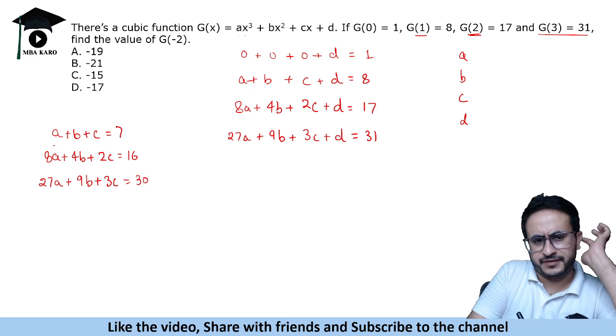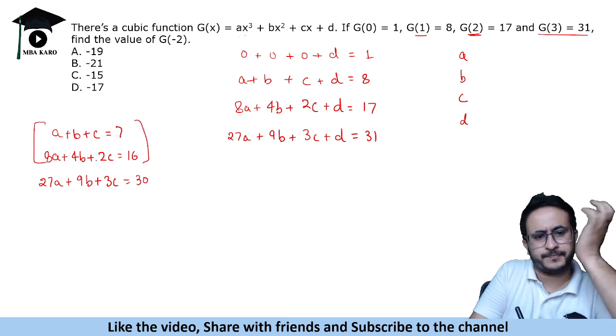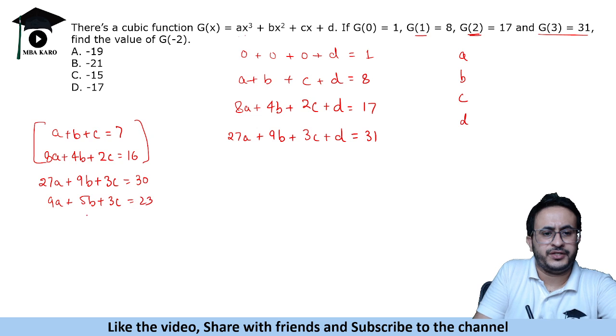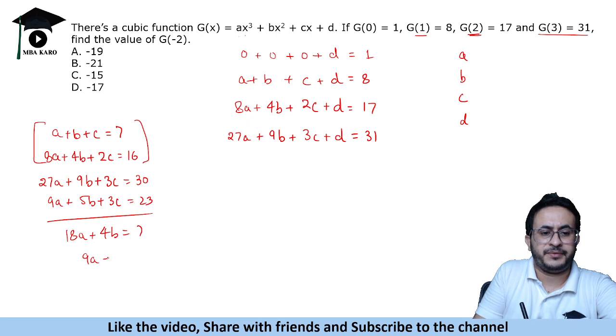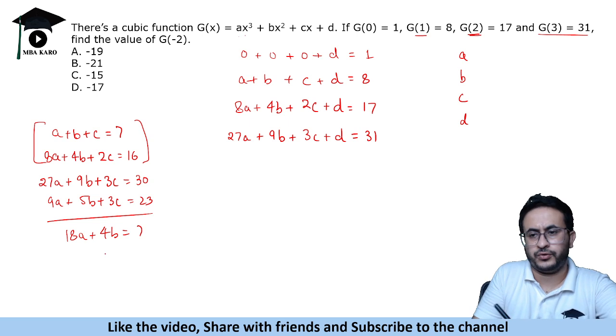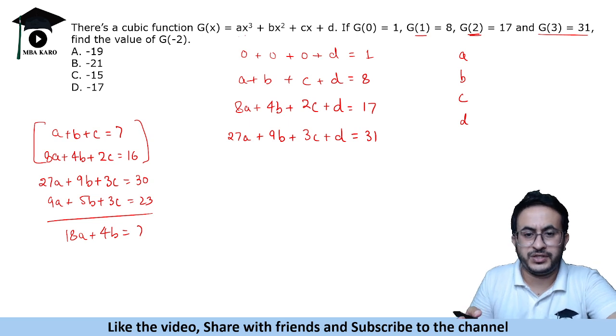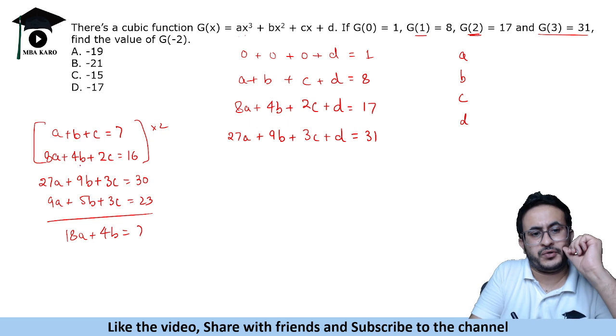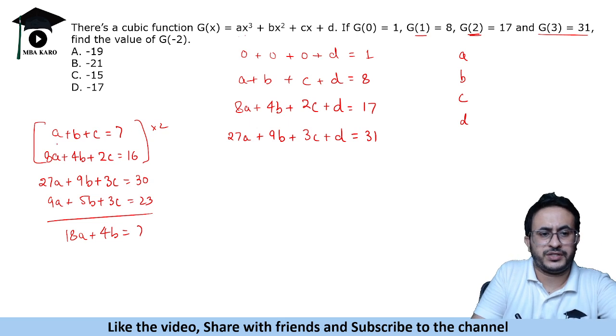Now what we can do is we can subtract the sum of these two. Okay, we will add these two, so we will get 9a plus 5b plus 3c is equal to 23. So when we subtract it, we get 18a plus 4b is equal to 7, or 9a plus 2b is equal to, or let's keep it this only, not to get into the decimal parts. So one equation is this. Another equation is we can subtract double of this. Okay, so this into 2 subtract it from this equation.